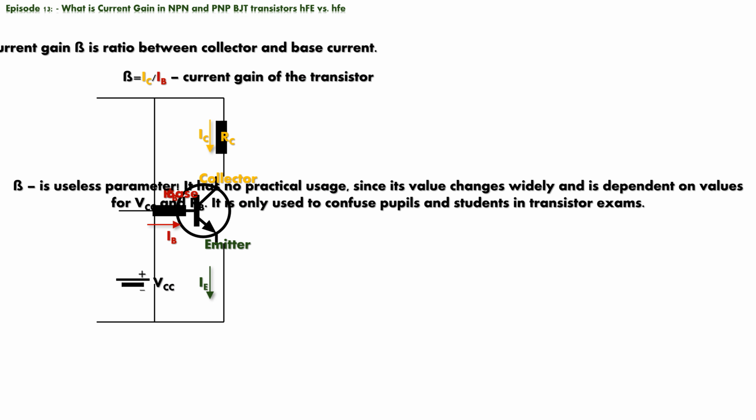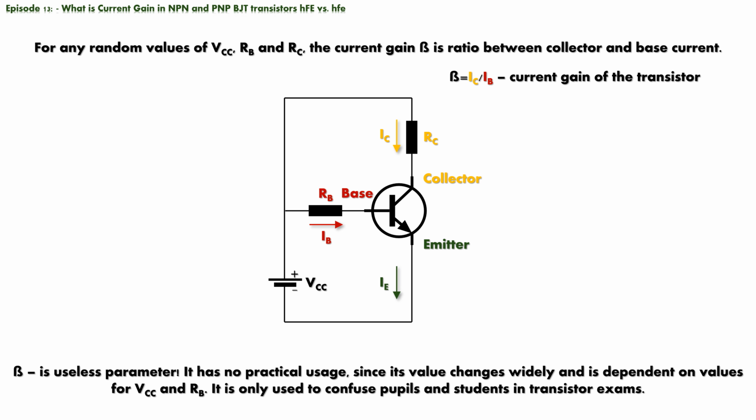Now that we know what beta is, let's tackle the issue of hFE with capital FE. What a delightful naming of parameter this is. So intuitive. For any given combination of VCC and RB, beta, or current gain, represents ratio of collector and base current. In transistor theory, this is utterly useless parameter. Its only usage is to be questioned in transistor exams. It has no practical usage whatsoever.